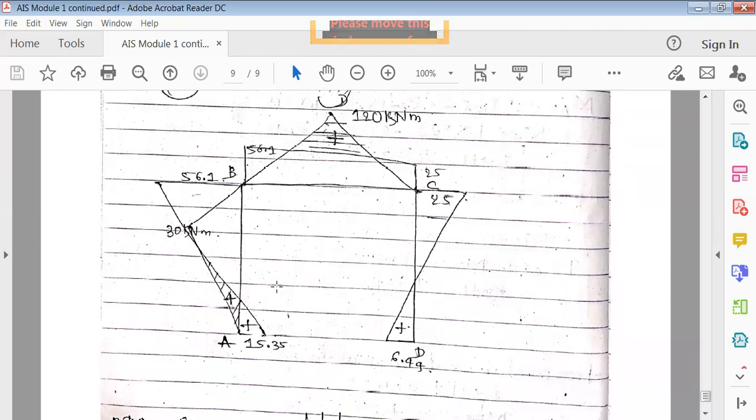Again, the difference between sway and non-sway analysis is that in non-sway analysis there is only rotation, that is theta b and theta c, whereas in sway analysis you need to find a third unknown, that is delta. That's why you need to separate the columns, find the given equation, and finally substitute. So you'll get three unknowns, three equations.